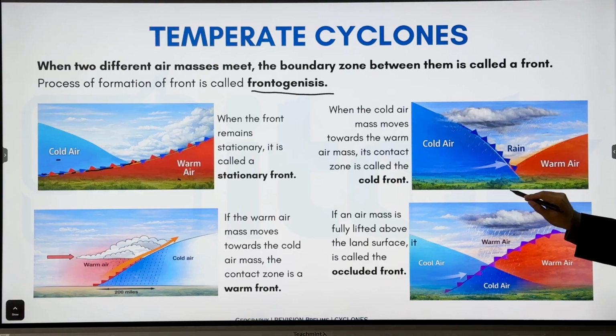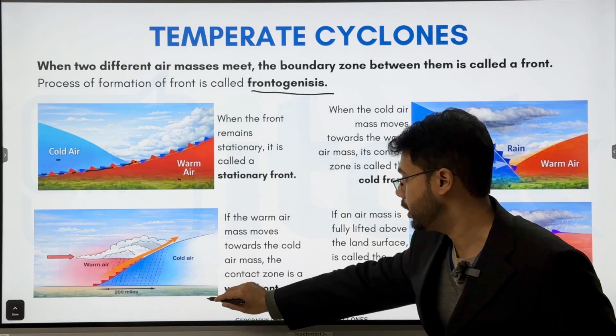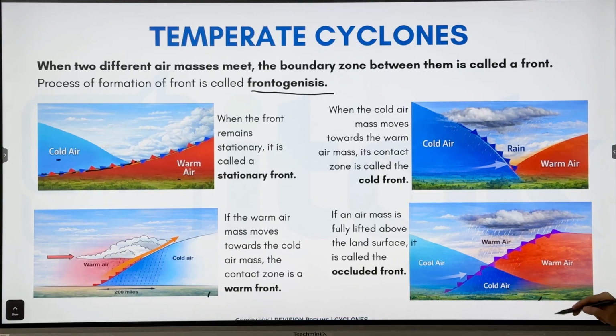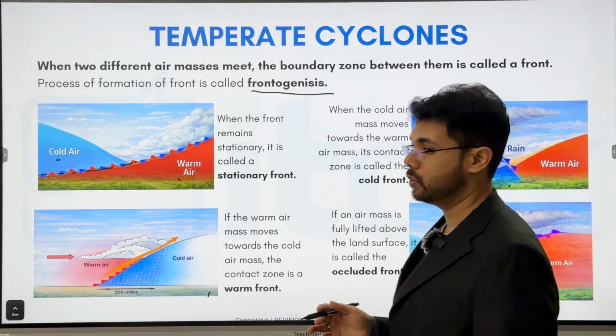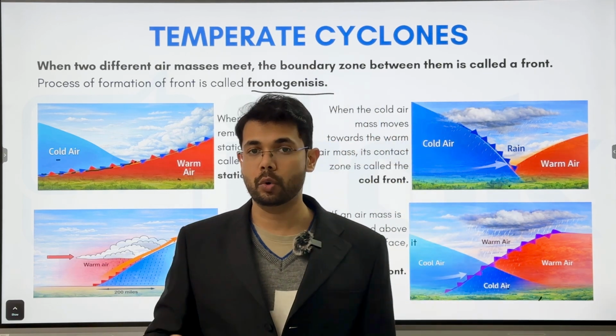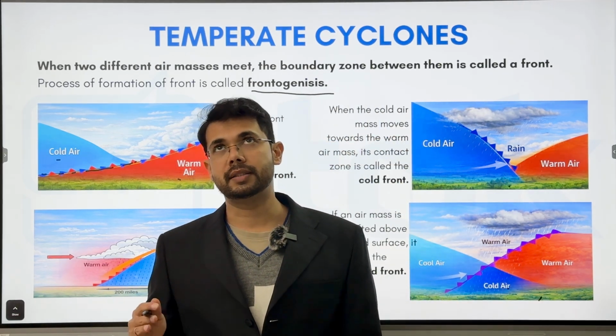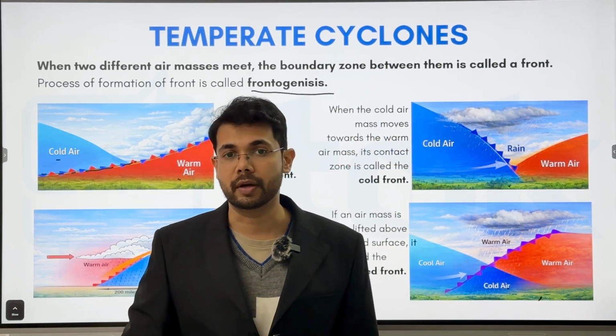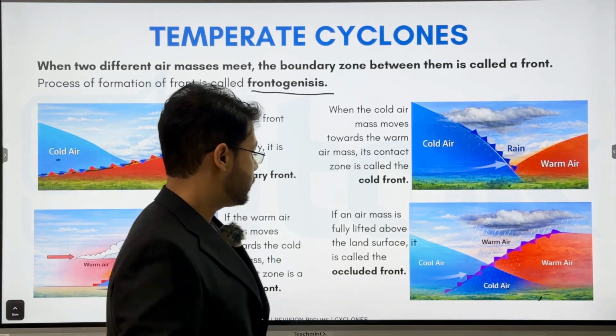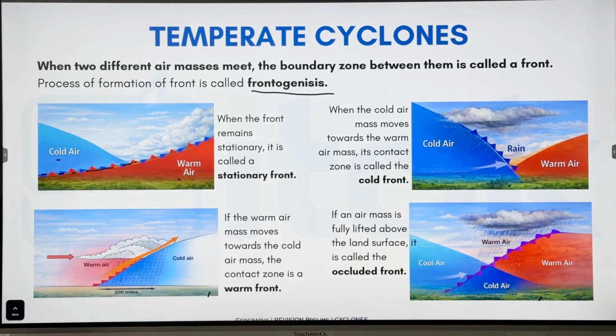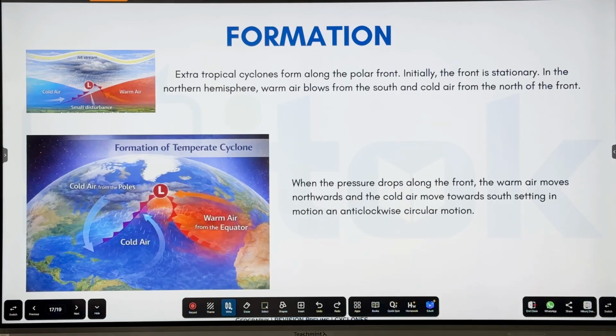There is a cold front, there is a warm front over here, sorry, and there is an occluded front. The occluded front comes at the last, when a front finally dissipates, when the temperate cyclone is over. Right before that comes the occluded front. Hence, we will get into more details here.